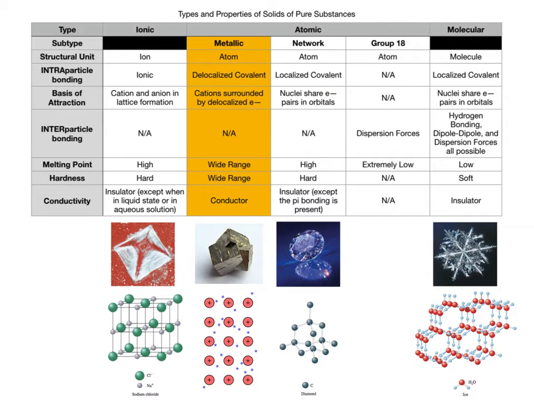being attracted randomly to any metal cations nearby. This is what delocalized covalent bonding refers to. Covalent because there is a sharing of valence electrons, but delocalized because this is not occurring in one specific location.